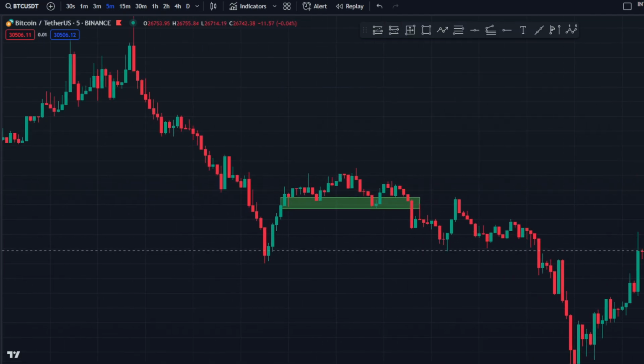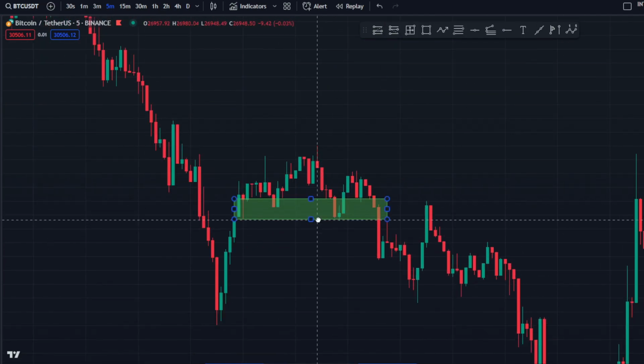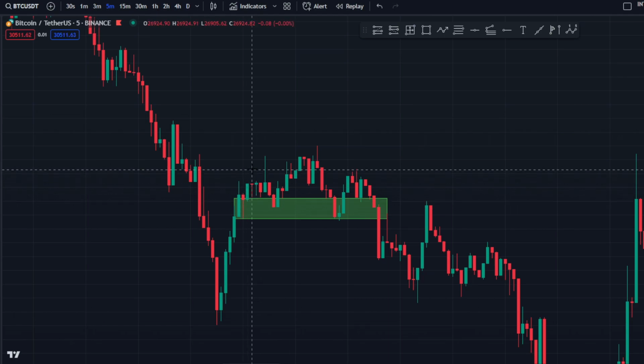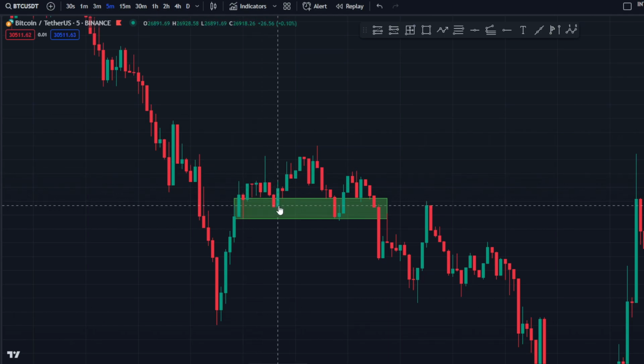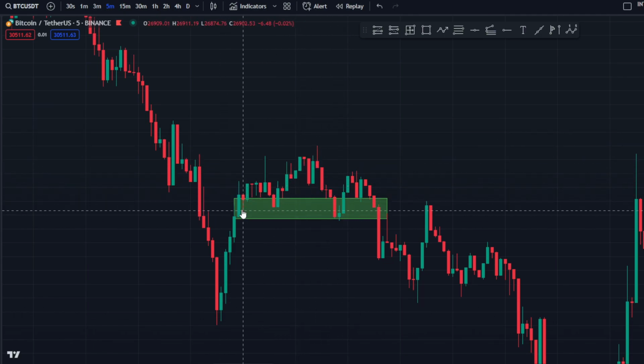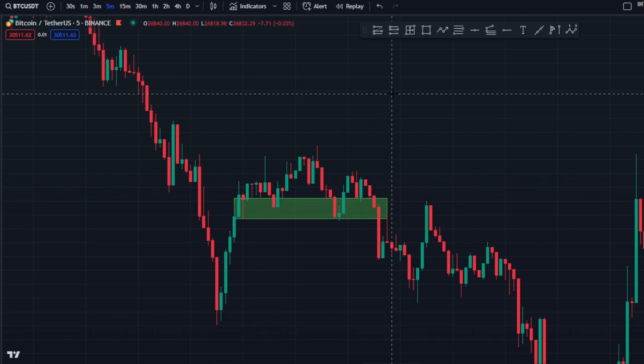So let's zoom in. So you can see that this area of support is basically where there are a lot of buyers. You see price rejected, came back to this area, rejected, came back to this area, rejected, and came back to this area right here on this candle as well and rejected. So these 3 areas are where the price has been rejected, and there's a lot of demand in the area where buyers are. So whenever price reaches this area, there will be buyers and it will push the price up.